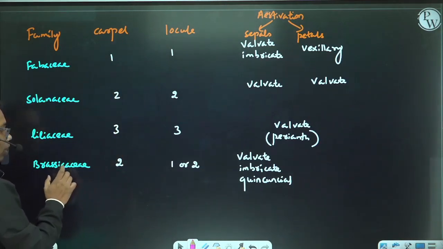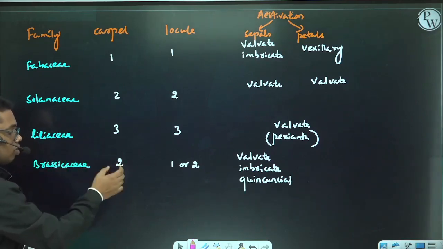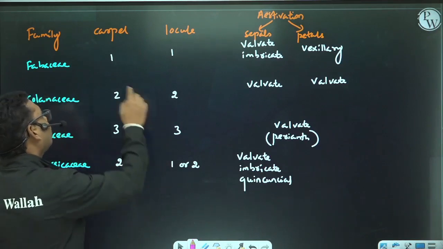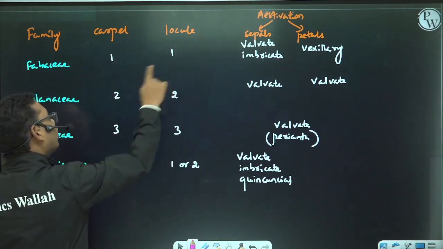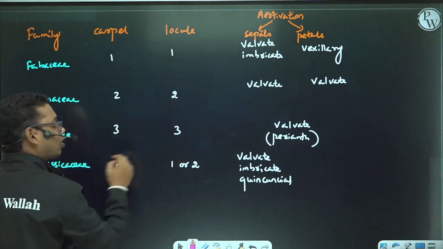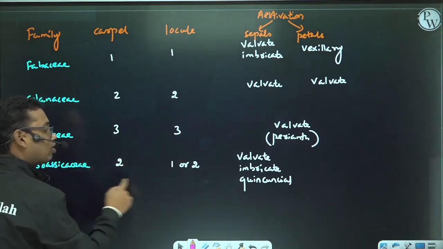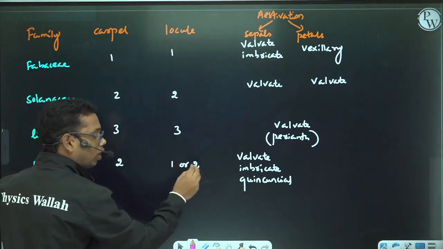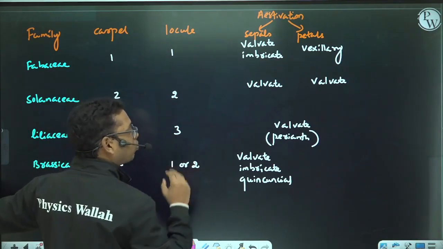In case of Brassicaceae, we have two carpels, so this is bicarpellary condition. What about the number of locules? Fabaceae has 1, so unilocular. Solanaceae has 2 locules, so bilocular condition. Liliaceae has 3 locules, so trilocular condition. In case of Brassicaceae, it can have one locule or two locules, so unilocular or bilocular. When it will be bilocular, if replum is present.